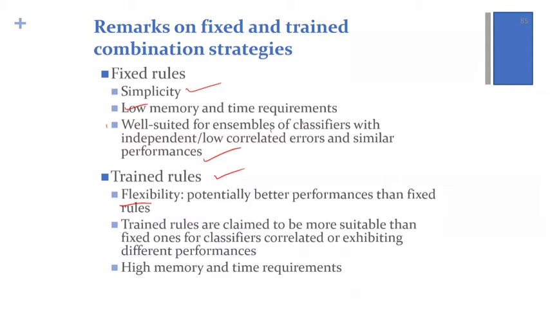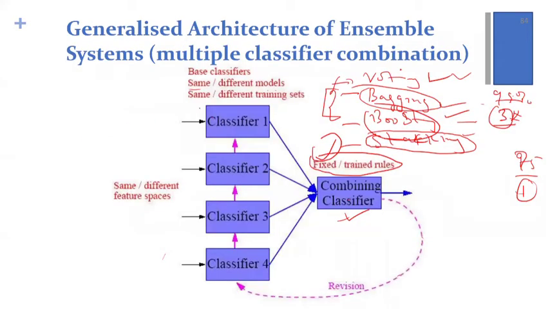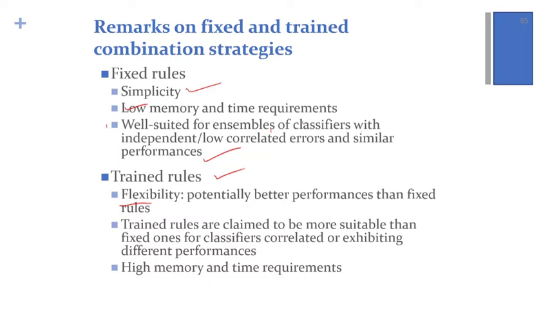We take the output from the classifiers that are developed as base learners. We use it to train another classifier. This is where the concept of the trained rule comes in. We use it to train another classifier entirely. So that is why flexibility comes in.